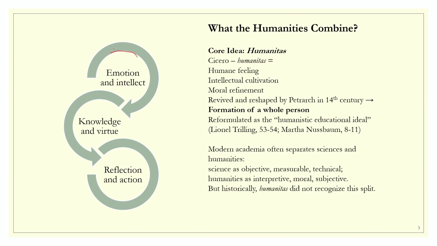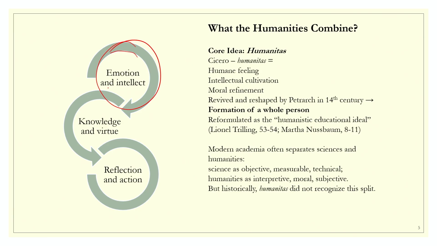It was humane feeling, intellectual cultivation, and action in the civic world. This model shaped liberal education traditions and was reformulated in the 20th century by Lionel Trilling as the humanistic educational ideal. More recently, Martha Nussbaum has defended a version of this ideal, arguing that democratic societies require citizens trained in critical thinking and empathy. So, what does humanities combine?